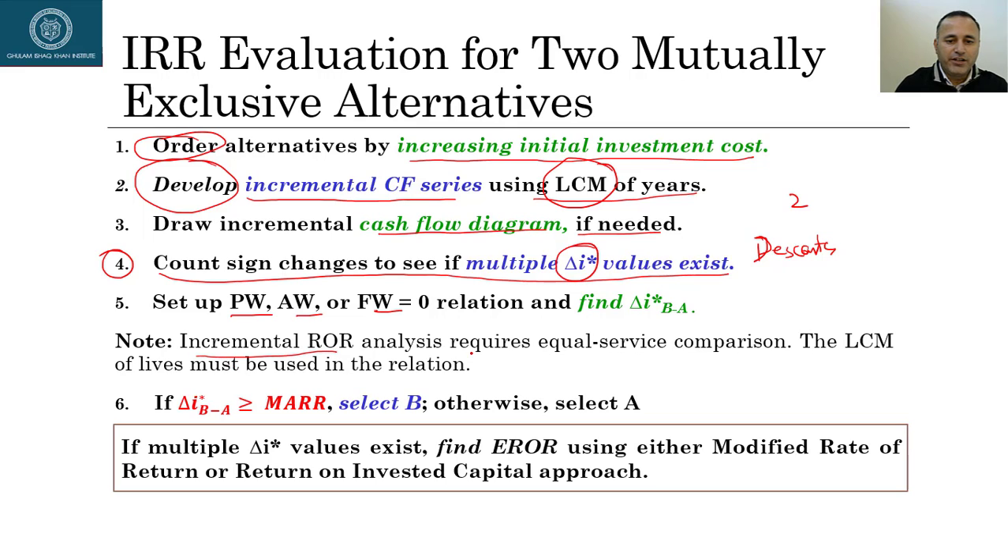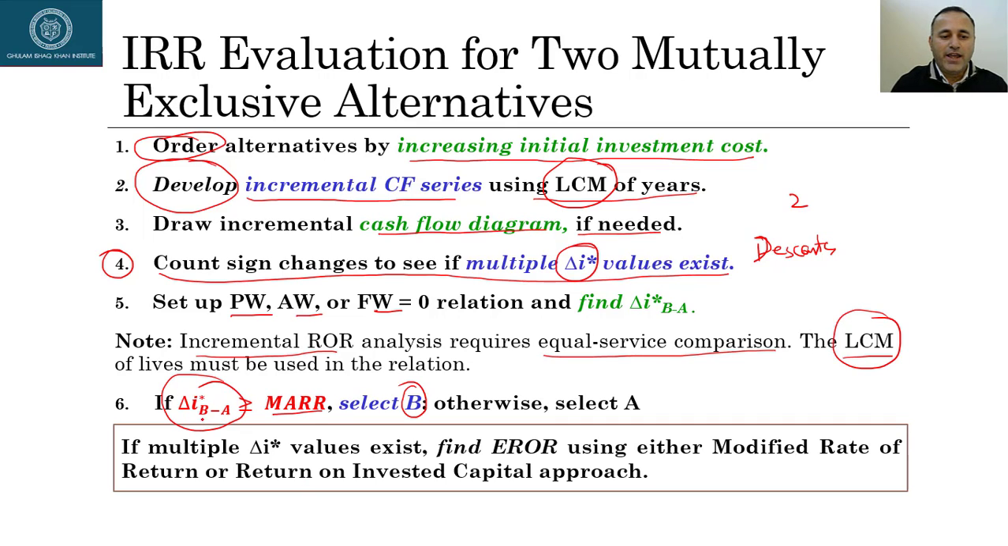Incremental rate of return analysis requires equal service comparison. As I said, if one project has 6 years of life and the other project has 9 years of life, we cannot simply compare them. The only way we can compare them is through the LCM method, so we have to take the LCM method into consideration. Then once I calculate the incremental cash flows in step number 2, I calculate the IRR for the incremental cash flows and then see if it is more than the MARR. If so, we select project B.